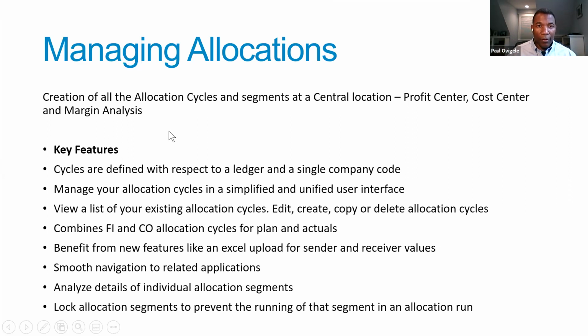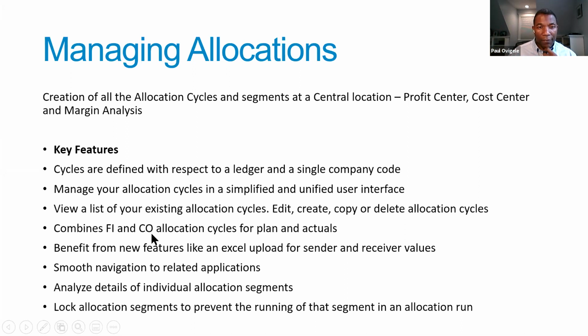Key features of the Manage Allocations app. The cycles are defined with respect to ledger and company code, right? Remember in S/4HANA Universal Journal, ledger is everything, right? So you have to have a ledger and a company code. You manage them in a simplified, unified user interface. It shows you all your allocation cycles. I have a screenshot that shows that, where you can edit, copy, or delete from there.